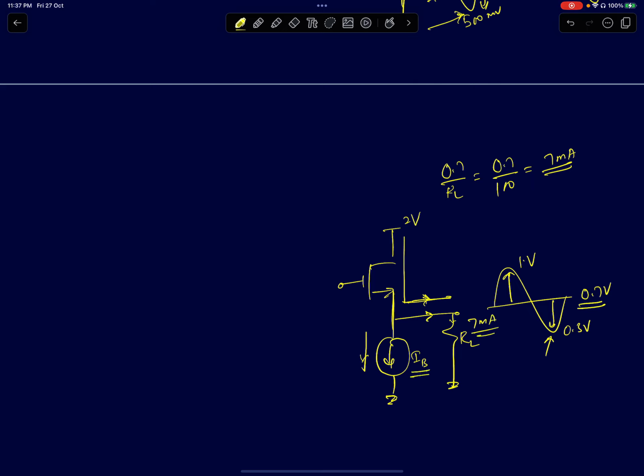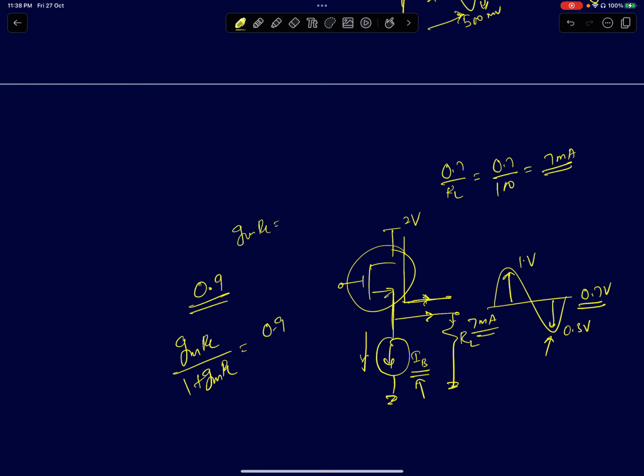Now how do I decide the bias current here? I just said that the DC gain you can approximate as 0.9. If I want a DC gain of 0.9 from this, then GMRL by 1 plus GMRL equals 0.9, so the product GMRL should be equal to 9. If I assume RL as 100, I get a GM of 9 into 10 power minus 2, or 90 milliampere per volt.